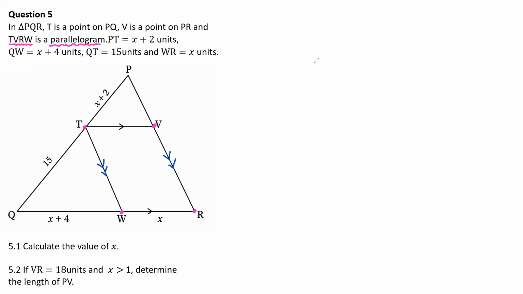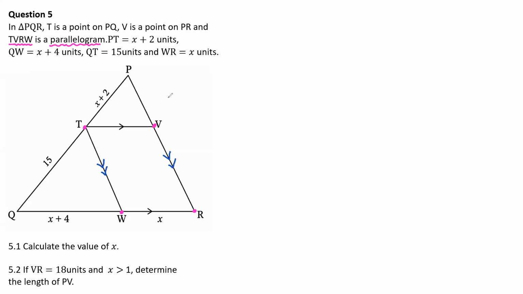Let's think together. They say PT is x plus 2, that's given on the diagram as well. QW is x plus 4. QT is 15. And WR is x units. Okay, fine. Question: calculate the value of x.